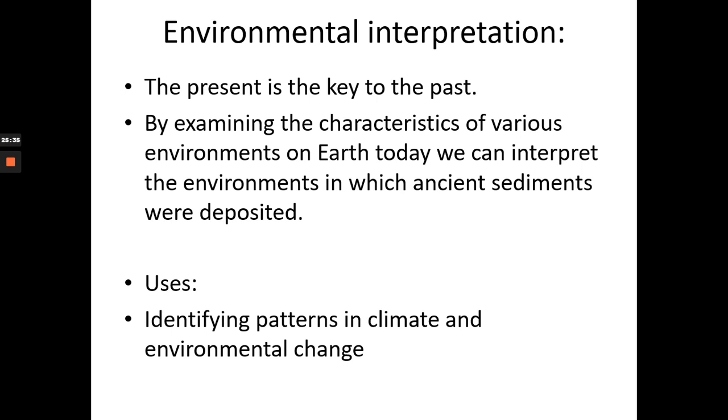So this is the first part of the lecture. Next part we will go through the language, the terms that we use to describe sediments and sedimentary rocks. Okay, that's it. Bye.